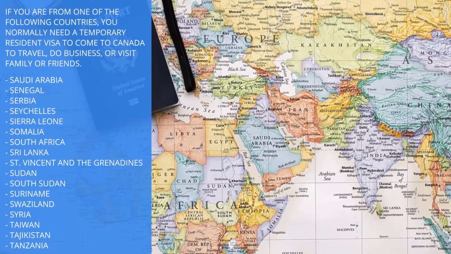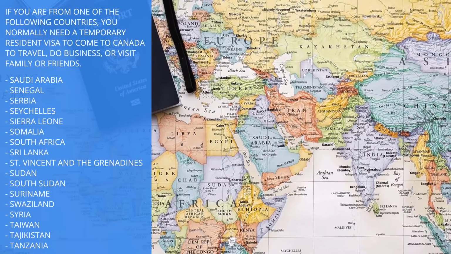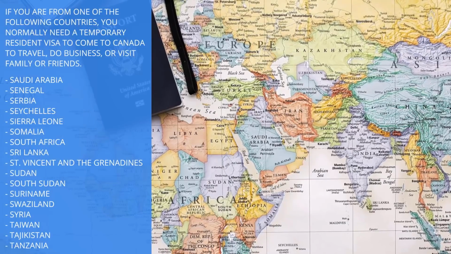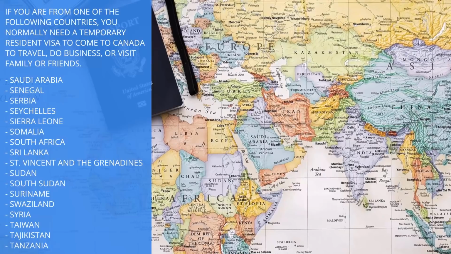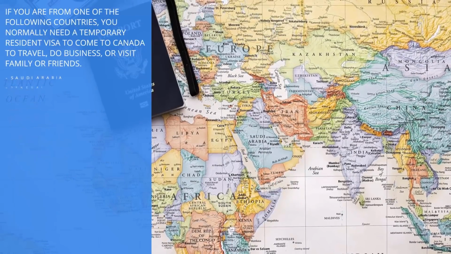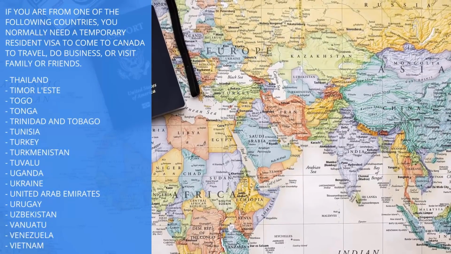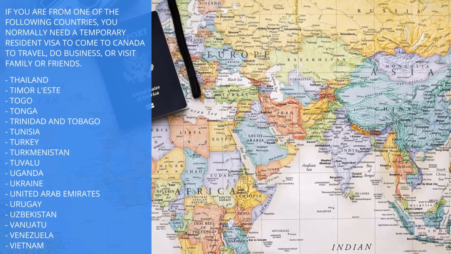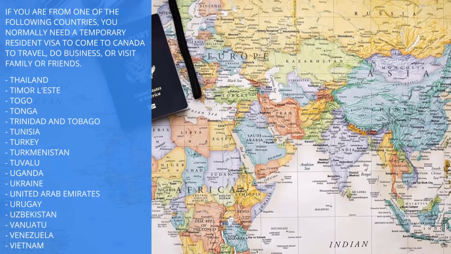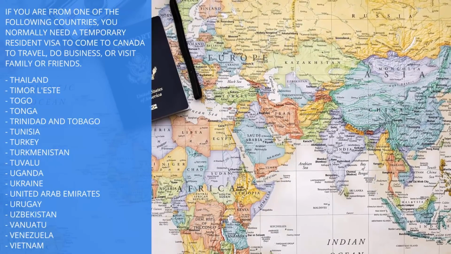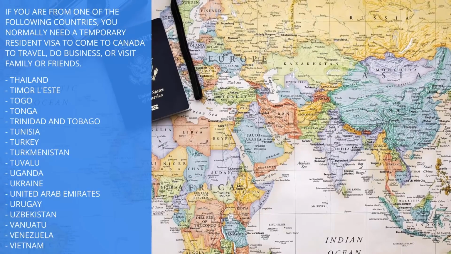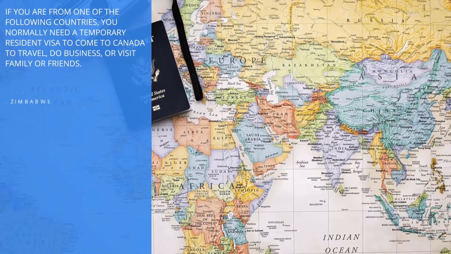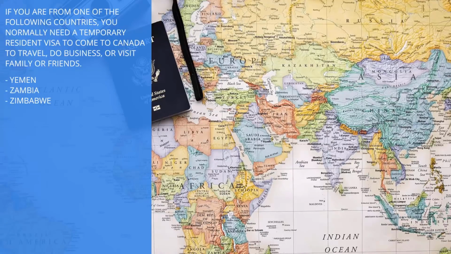Sierra Leone, Somalia, South Africa, Sri Lanka, St. Vincent and the Grenadines, Sudan, South Sudan, Suriname, Swaziland, Syria, Taiwan, Tajikistan, Tanzania, Thailand, Timor-Leste, Togo, Tonga, Trinidad and Tobago, Tunisia, Turkey, Turkmenistan, Tuvalu, Uganda, Ukraine, United Arab Emirates, Uruguay, Uzbekistan, Vanuatu, Venezuela, Vietnam, Yemen, Zambia, Zimbabwe.